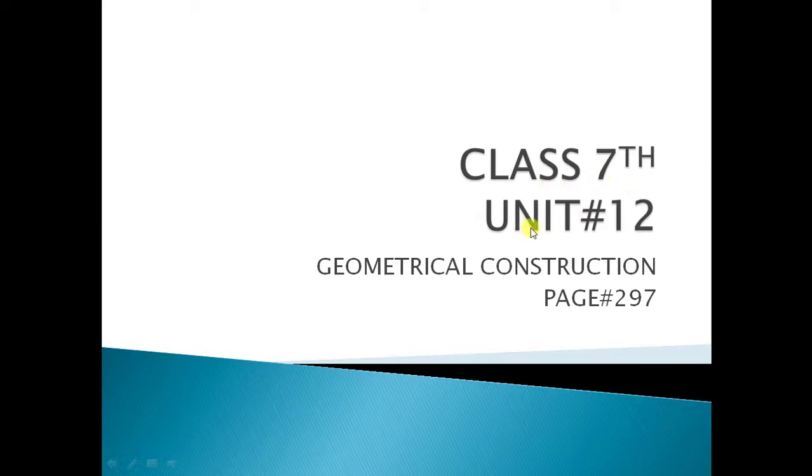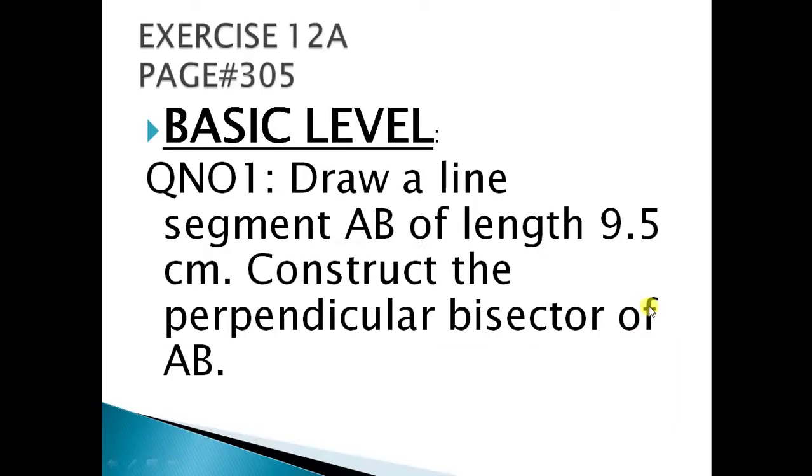Class 7th, Unit 12, Geometrical Construction on page number 297. Today we have the first exercise, 12A, on page number 305. First of all, we have a basic level. Question number 1. Draw a line segment AB of length 9.5 centimeter. Construct the perpendicular bisector of AB.